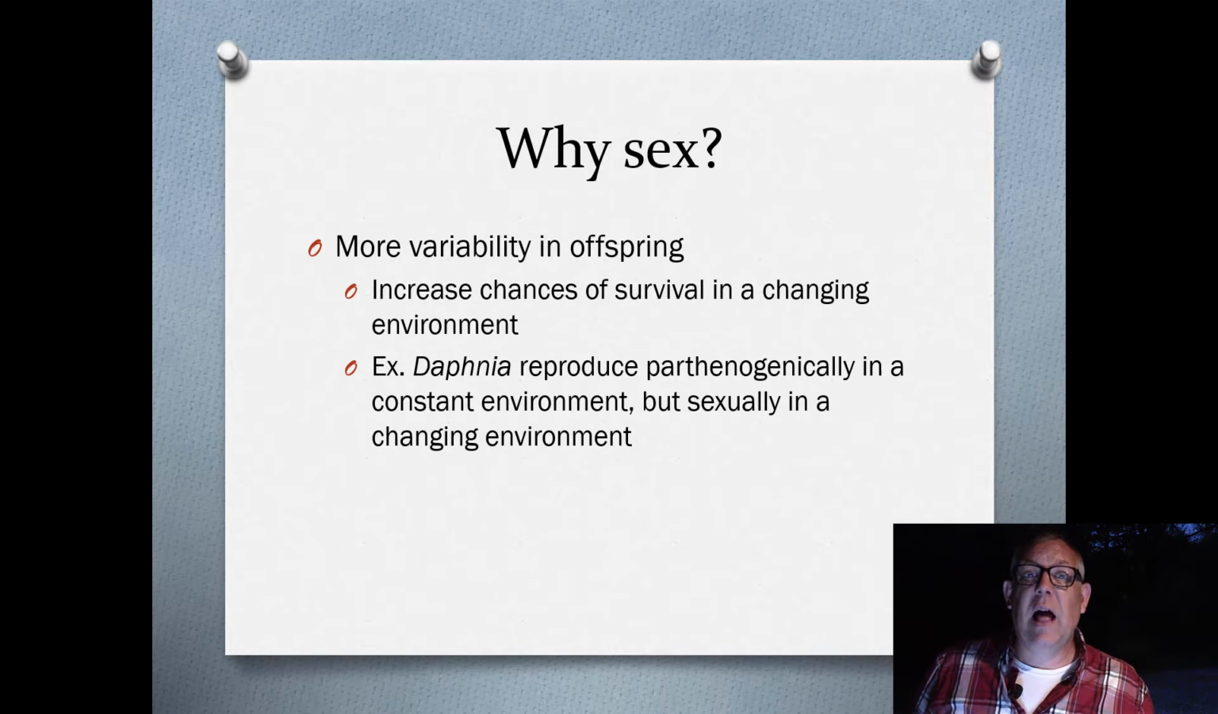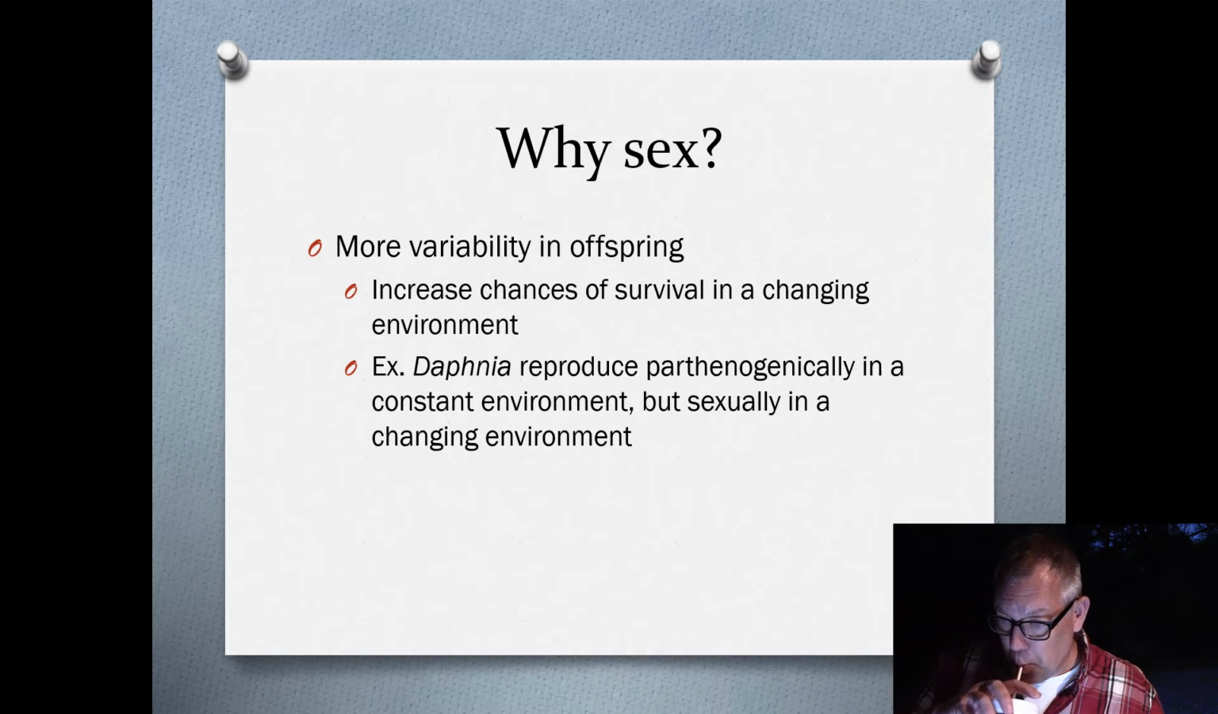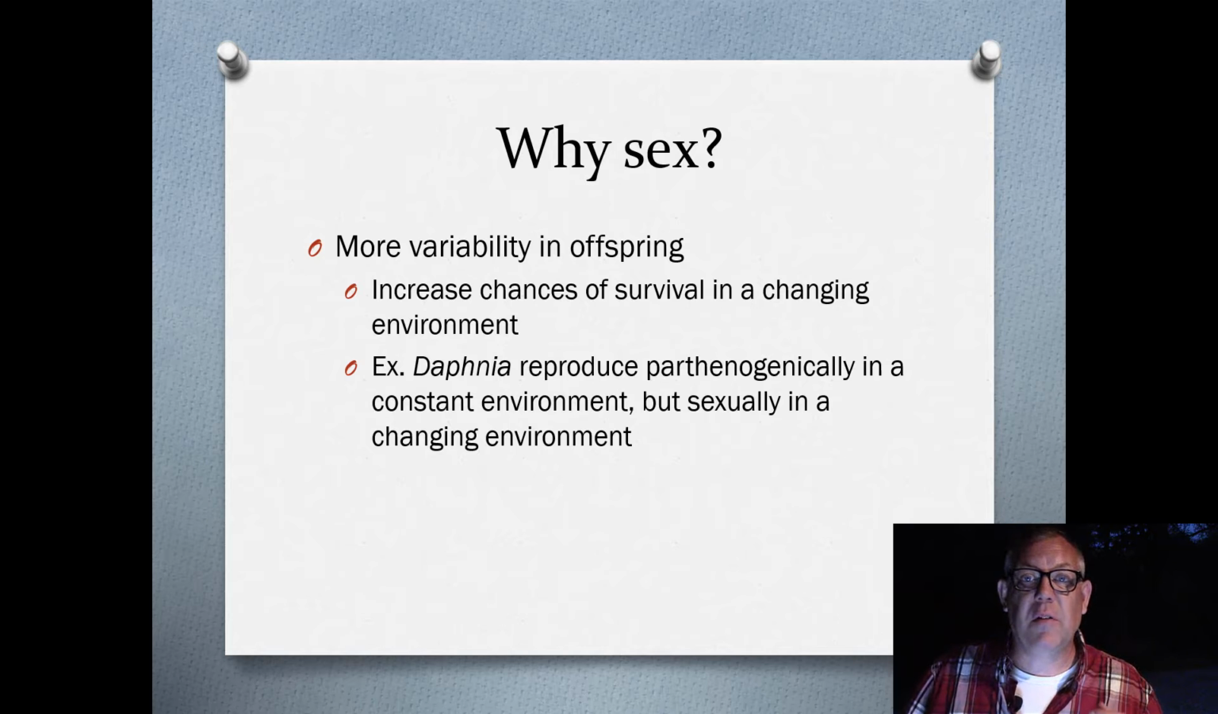Well, we've hinted at this a lot when we talked about evolution and natural selection. It disrupts the parent's genetic makeup, but that's a good thing. It retains the traits, but it combines them in different ways. And so you have more variability in offspring. Remember, in natural selection, variability is the first thing we've got to have. And so this increases the chances of your offspring surviving a changing environment.